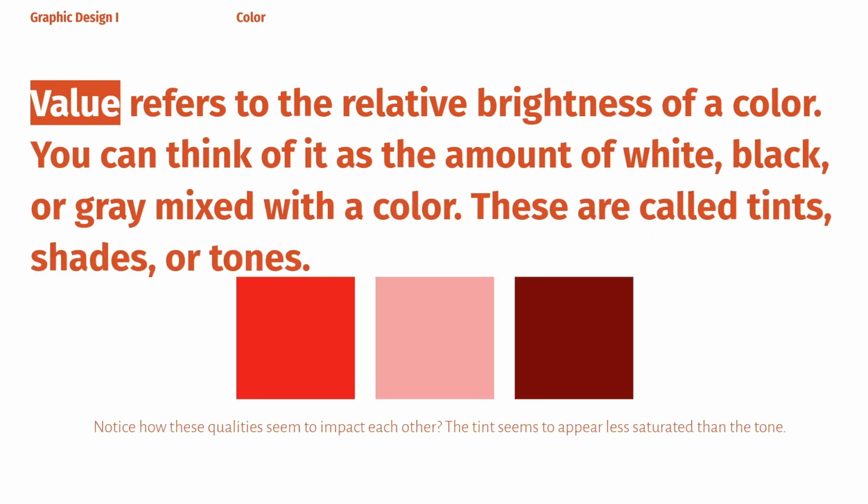Value refers to the relative brightness of a color, which is different than saturation. This is the amount of white or black that is mixed in if we were thinking about color as paint or a physical mix of color. You can also mix in gray, which we call tones. So when you add white, you get a tint. When you add black, you get a shade. And when you add gray, you get a tone.